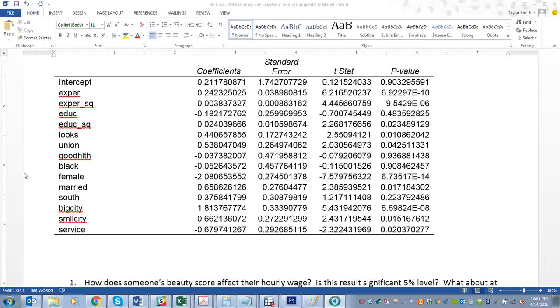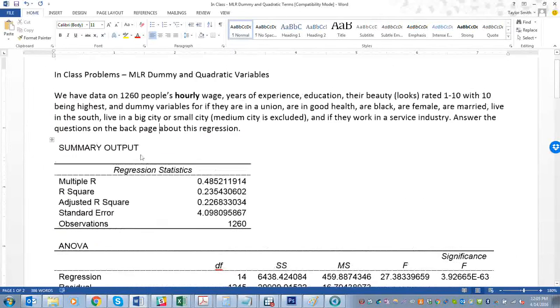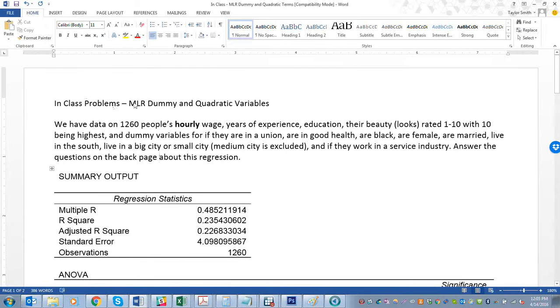This is Dr. Smith. I wanted to go ahead and work through the in-class problems that we did just the other day in class. This is in-class problems from multiple linear regression talking about dummy and quadratic variables. This is a fairly straightforward in-class problem. It uses a lot of the things we talked about in class, and so this should be fairly short, but that's my famous last words.